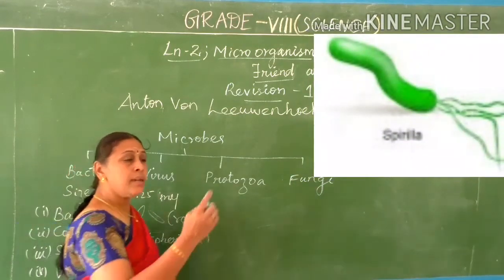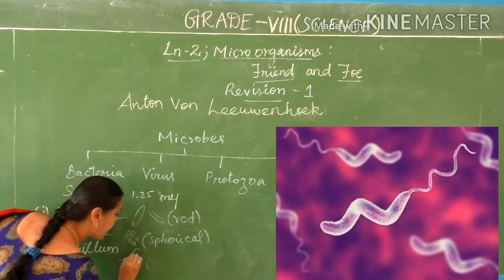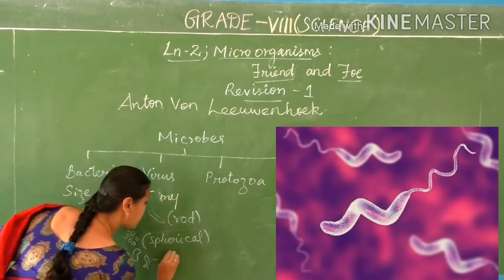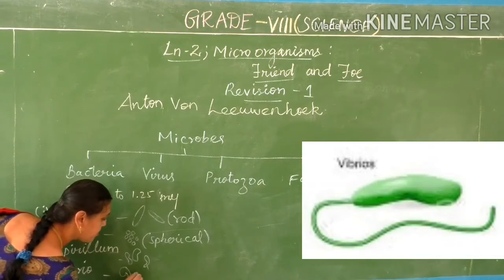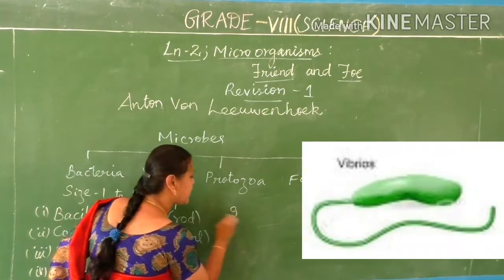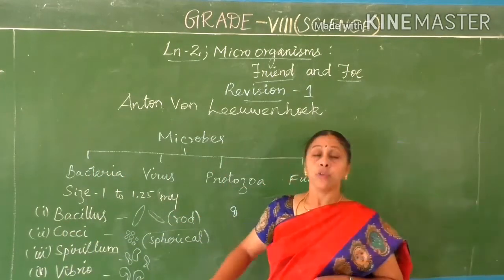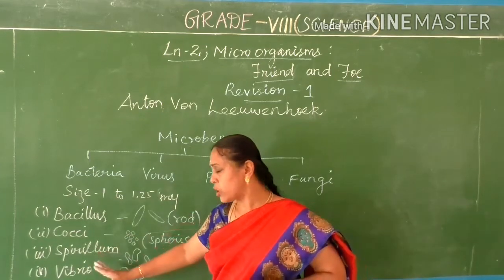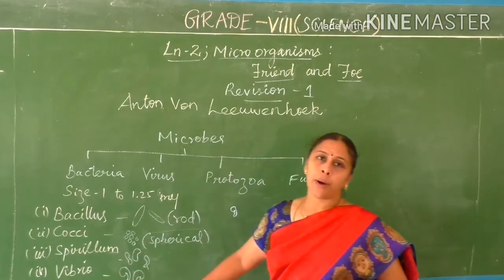And spiral means having a bend, somewhat bent in nature. Such bacteria will not be straight, and that is called spirillum. Next one, Vibrio, comma shape. We put a comma like this, is it not? In this shape the bacteria will be, and this comma shaped bacteria is called Vibrio. So according to size and shape, bacteria are classified into 4 types: bacillus rod shaped, cocci spherical shaped, spirillum spiral, and Vibrio comma shaped.